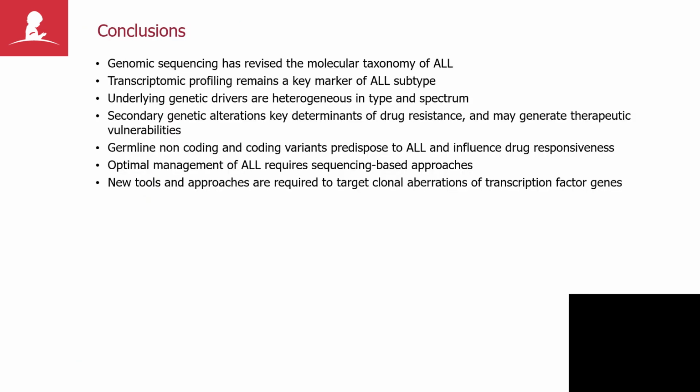So there I conclude that genomic sequencing has revised the taxonomy of ALL. Transcriptome profiling is a key integrative marker of ALL subtype. The underlying genetic drivers of each subtype are highly heterogeneous in type and spectrum, and secondary genetic alterations are important determinants of drug resistance and can generate often unexpected therapeutic vulnerabilities, the example of which I've shown today being Ikaros. There is an increasing appreciation of the importance of the germline genome in driving leukemogenesis and drug responsiveness, and I've tried to show throughout multiple examples of where sequencing-based approaches really are important for accurate diagnosis, risk stratification, and tailoring of therapy of ALL.